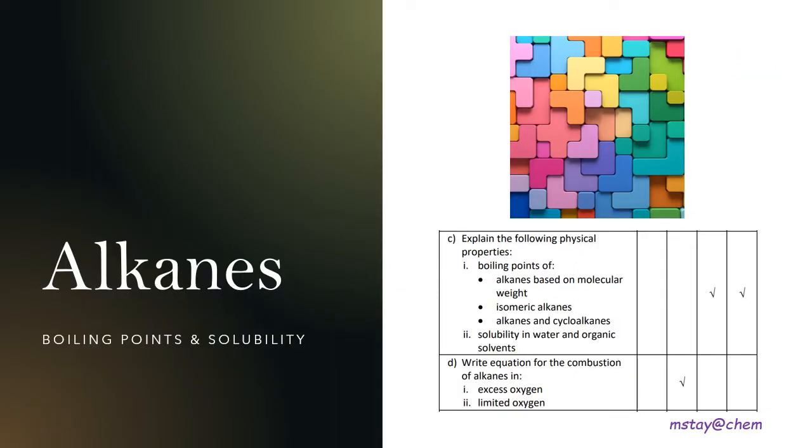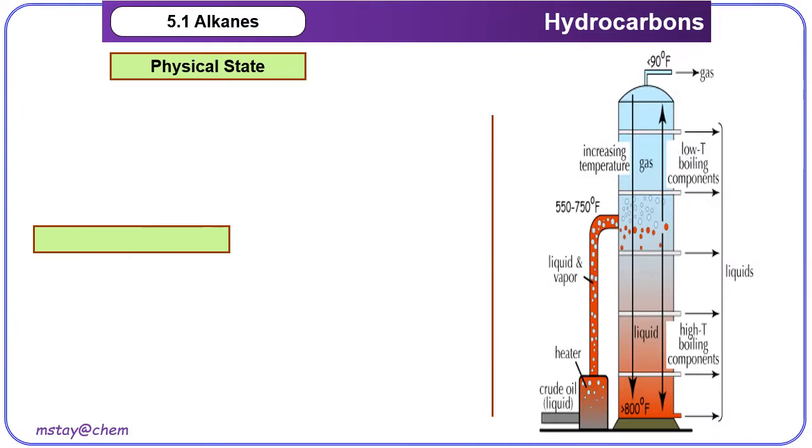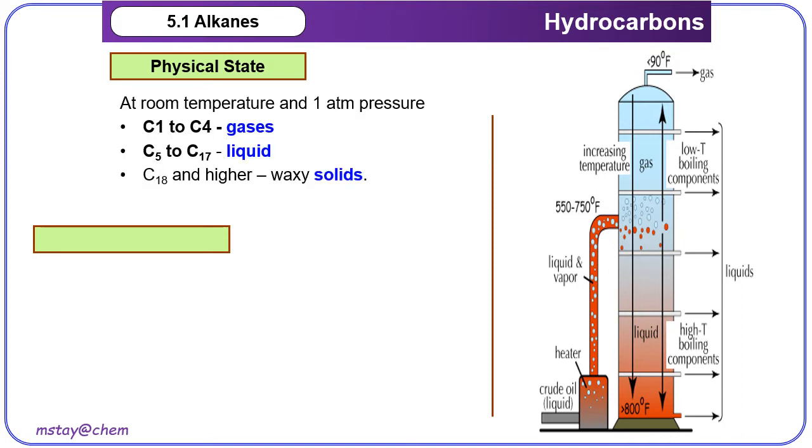Okay, let's start the physical properties of alkane: boiling point. Let's look at the physical state of the alkane. Generally, alkanes with 1 to 4 carbons are gaseous at room temperature and 1 atm, while those with 5 to 17 carbons are in liquid form, and more than that, normally they are in waxy solid form.